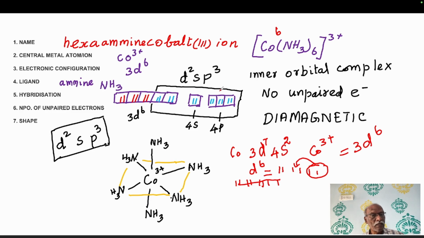The d orbital taking part is inside. It's not going out, so it's called an inner orbital complex. And is there any unpaired electron? No unpaired electron. All the electrons are paired up. Actually, in the free ion, there are 4 unpaired electrons. Those 4 electrons are getting paired up by ammonia.